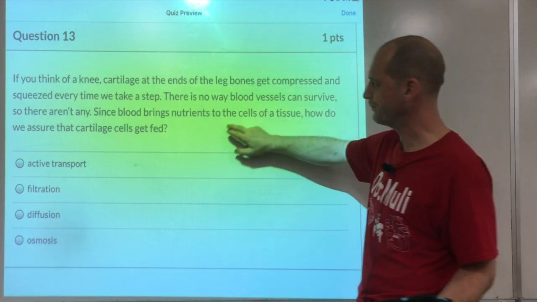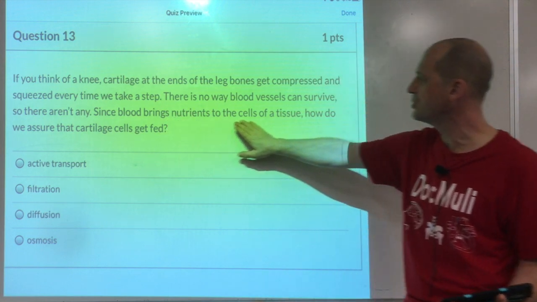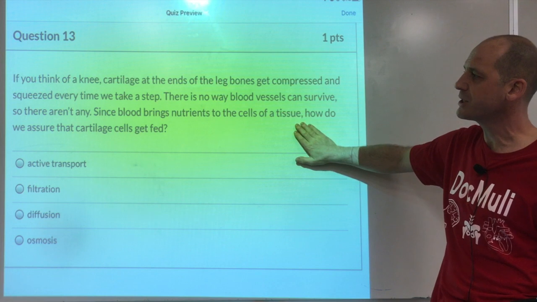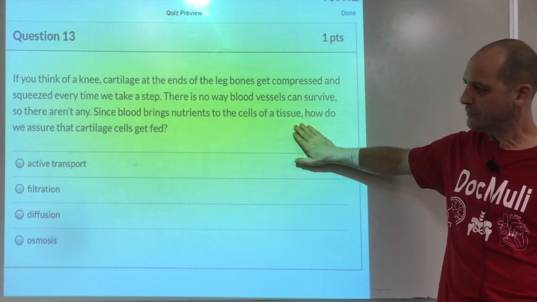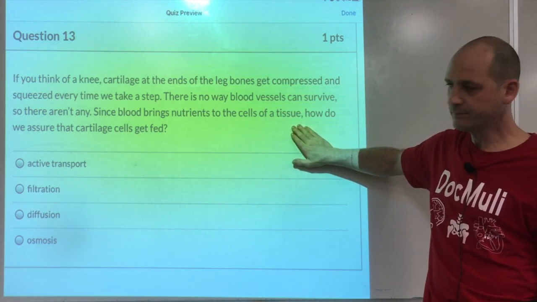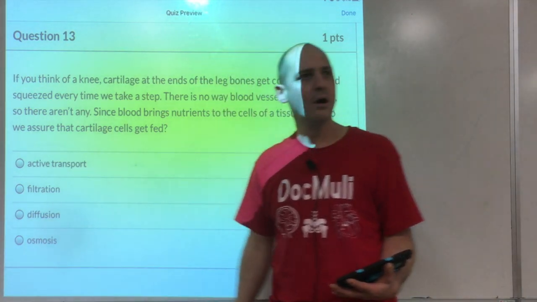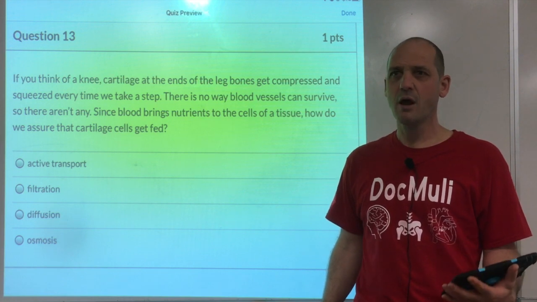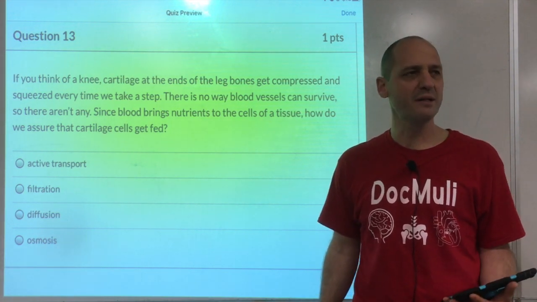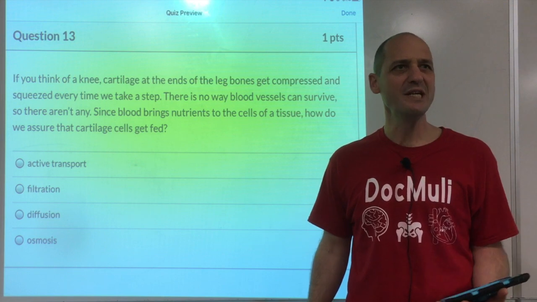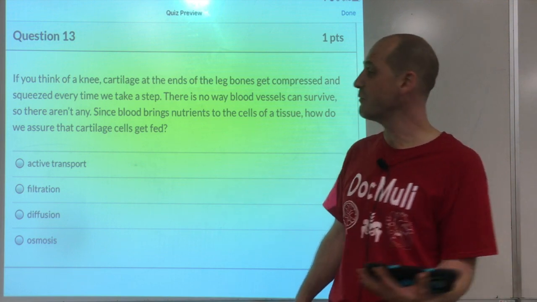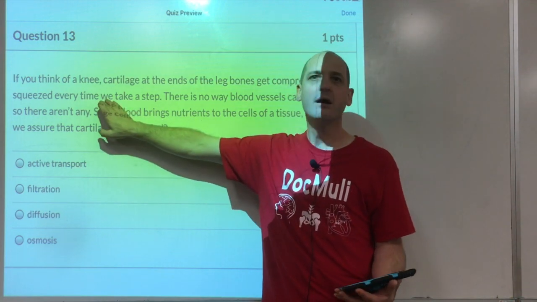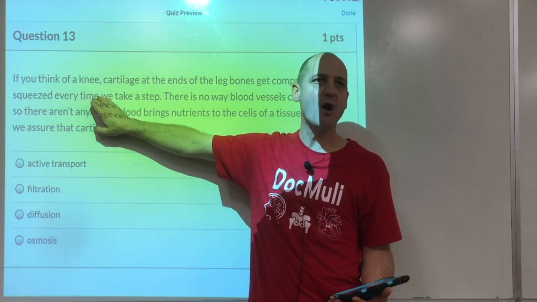Cartilage is avascular. Since blood brings nutrients to the cells of a tissue, how can we assure that cartilage gets fed? Which one? Diffusion. But you need to squeeze the cartilage to get diffusion. And watching people jump off of buildings on TV doesn't squeeze our own cartilage. It doesn't matter which Mission Impossible it is. But that's one reason why moderate exercise is very important.